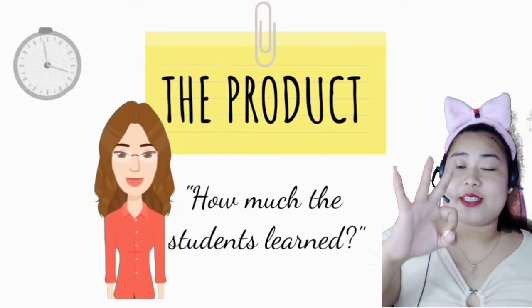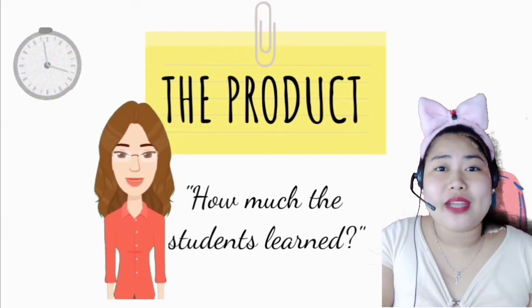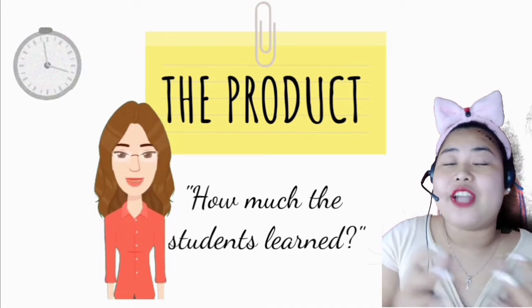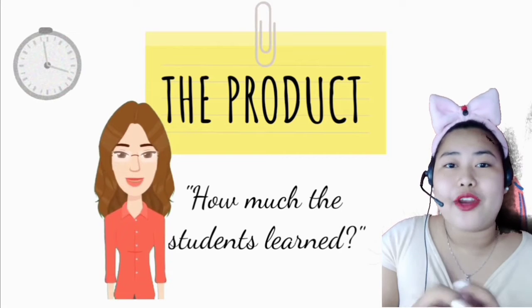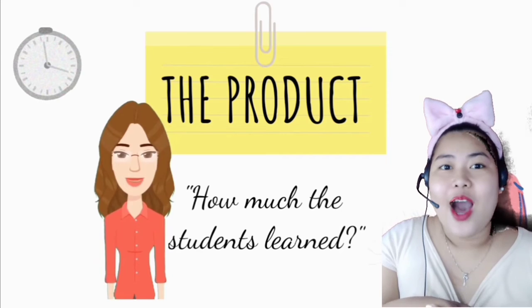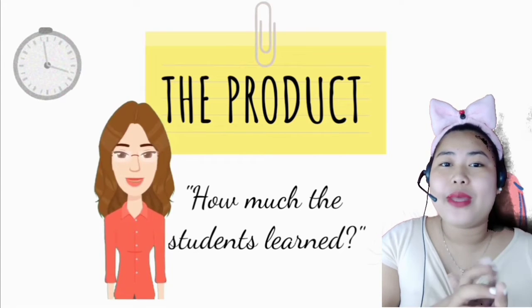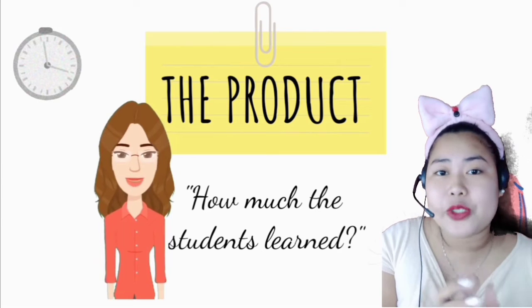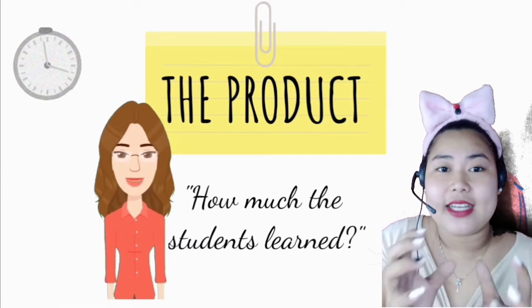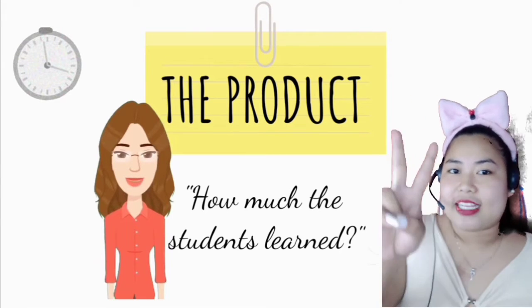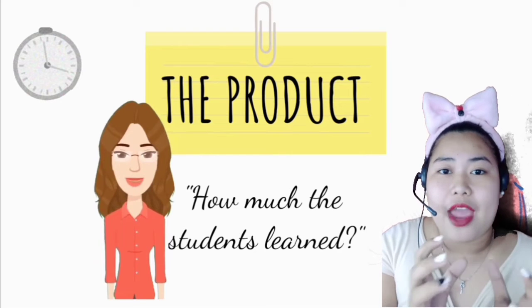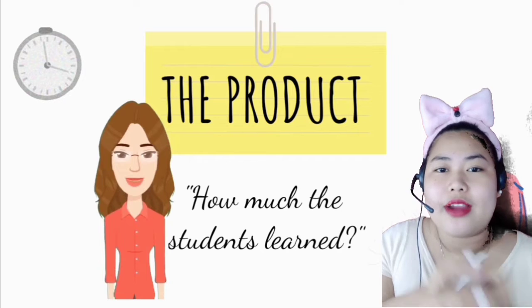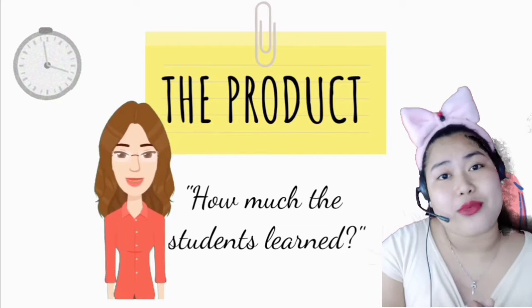So third is the product, how much the students learned. This is applying and assessing the knowledge and skills acquired from the content and process. Okay, so we are going to consider the following ways on how it is done. First, the teacher gives options on how to apply that skill and knowledge. Second, students choose their own creative way of design according to their skills, knowledge, and interests.